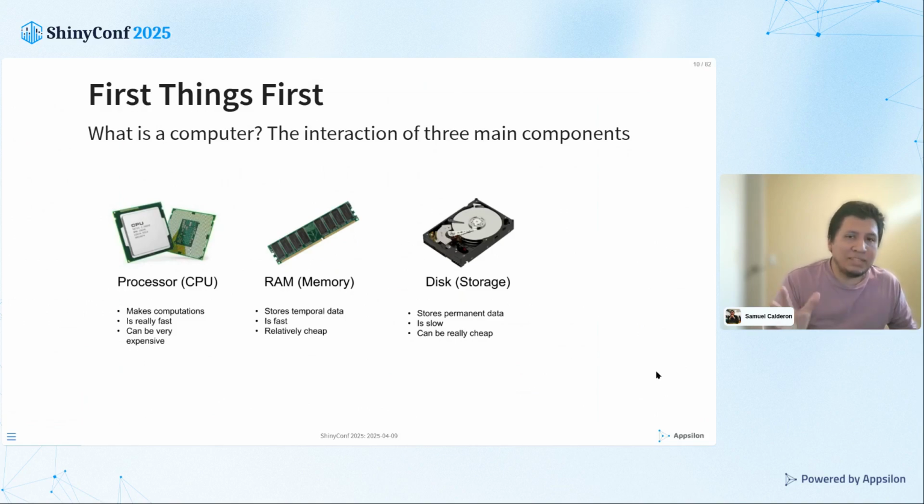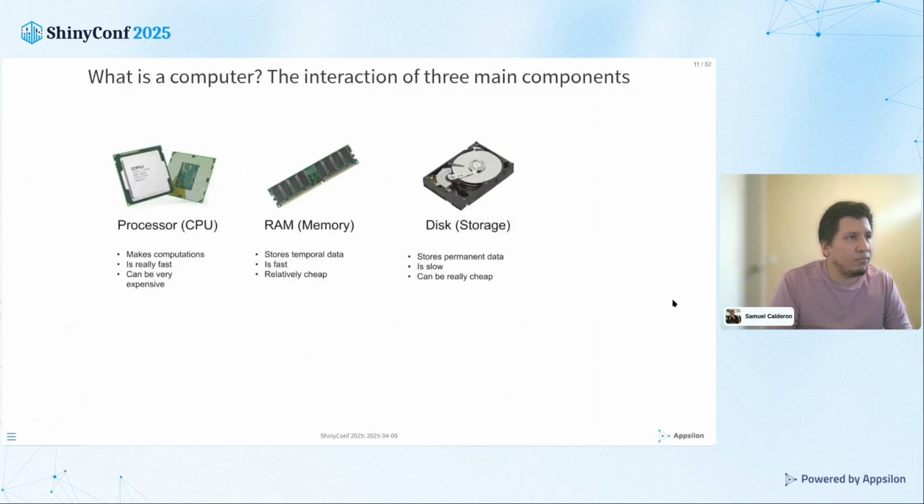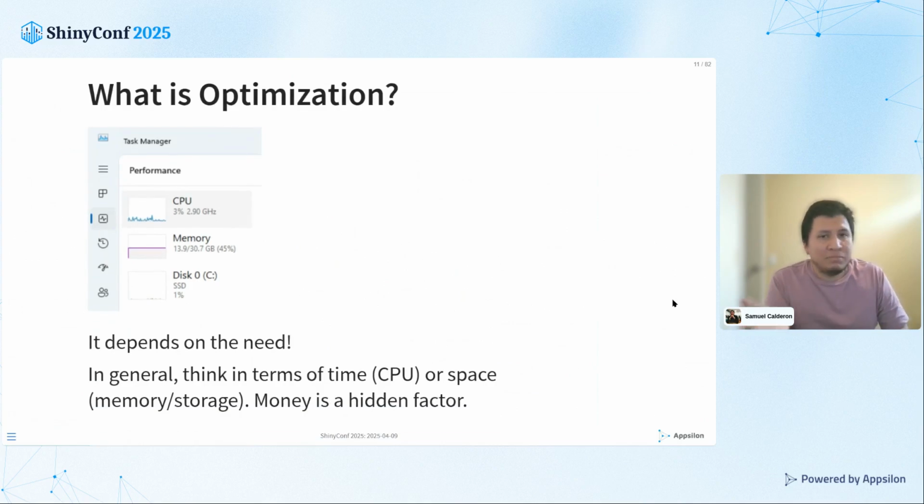So have these three axes in mind. Mostly time. Time will be very important here, but storage is also important. And a lot of times, when you want to save some time, you will have to spend more storage. That is the idea I want you to have present here. You can have an exchange between these two axes. So what is optimization then? Well, it will depend on your needs.